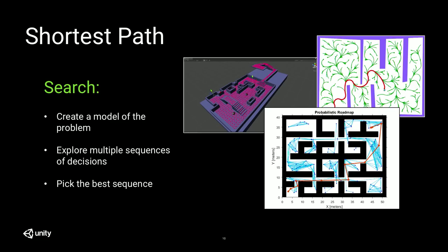We handle navigation in a very different way than we would with finite state machines or with behavior trees. And that is that we create a representation of all the places in our level that we can navigate and how they are connected. And we hand this model of the problem to an algorithm that performs search in order to find the shortest path between two points. And we do this very robustly.